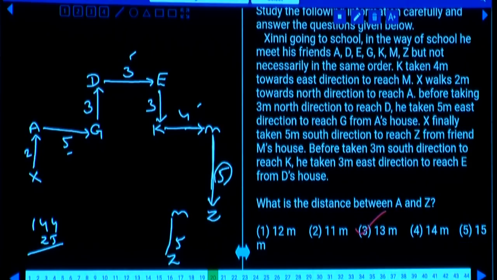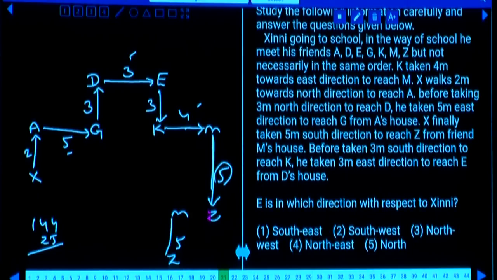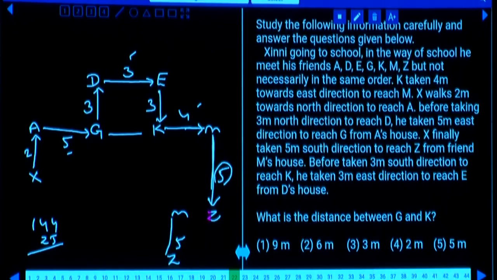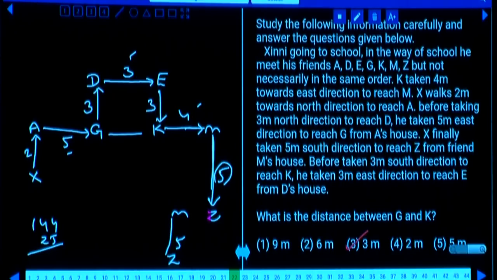E is in which direction with respect to X? Tell me what is the answer here? North and east, northeast. That is northeast, choice 4 is the answer. And this is about question number 19 to 22. What is the distance between G and K? The distance between G and K is only 3 meters, that is choice 3.